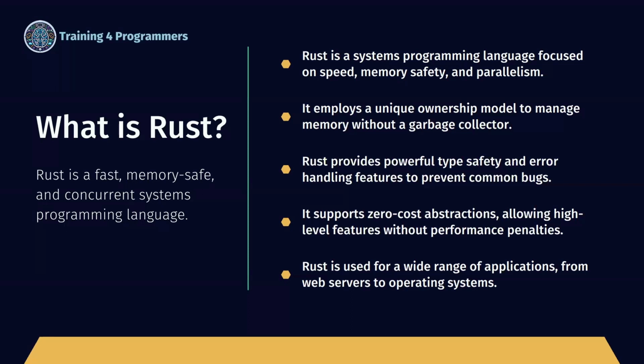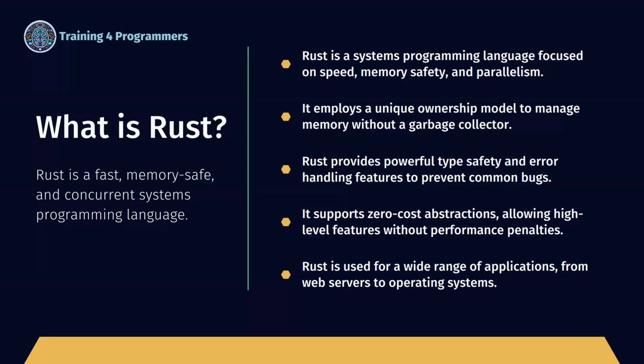So it wants to give you the safety of a garbage collector without the penalty of one. And it does that by building into the compiler those rules for making sure that you're working with memory in a safe kind of way. Rust provides powerful type safety and error handling features to prevent common bugs. It supports zero-cost abstractions, allowing high-level features without performance penalties.